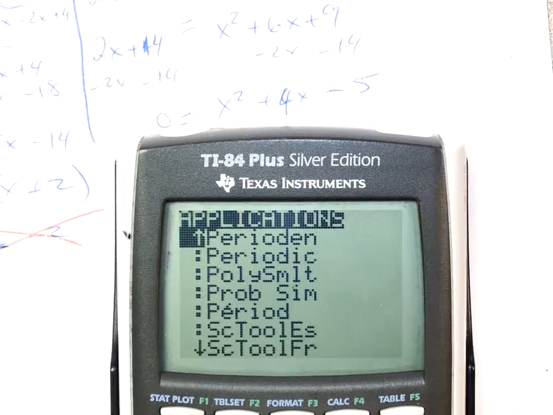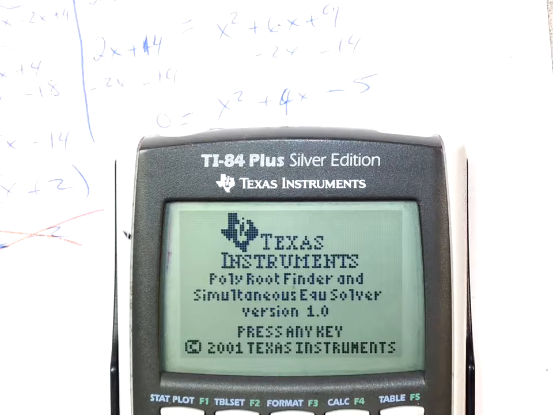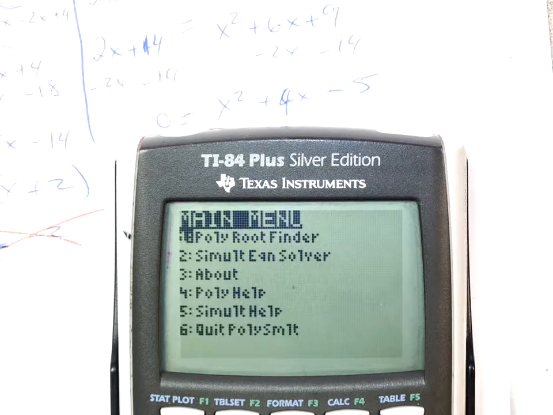Am I going too fast or am I going okay? Poly, right? My poly is way down here. Okay. There's a fast way to get to it. Yeah, I know how. I just scroll way down. Okay, you ready? Enter, right? Free advertisement, we could really care less about, right? Poly root finder, right? How am I doing? Am I going slowly enough? Okay. Enter.